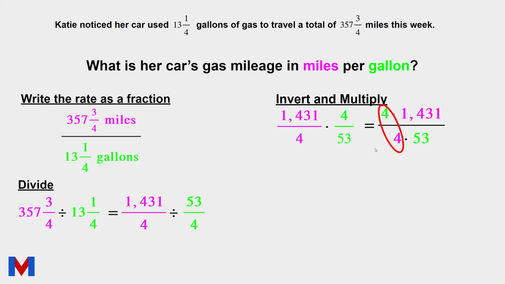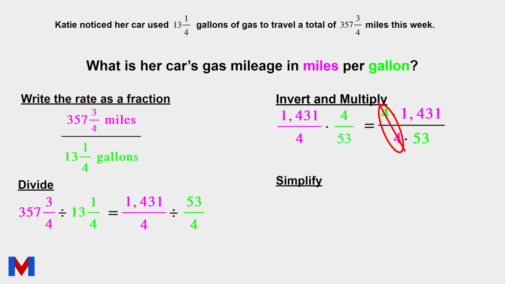That's one whole. So whenever you multiply something by one whole, we're not really going to see any change at all. And that means we can go ahead and ignore this 4/4, and we're left with 1,431 53rds. Our last step is going to be to simplify that fraction.